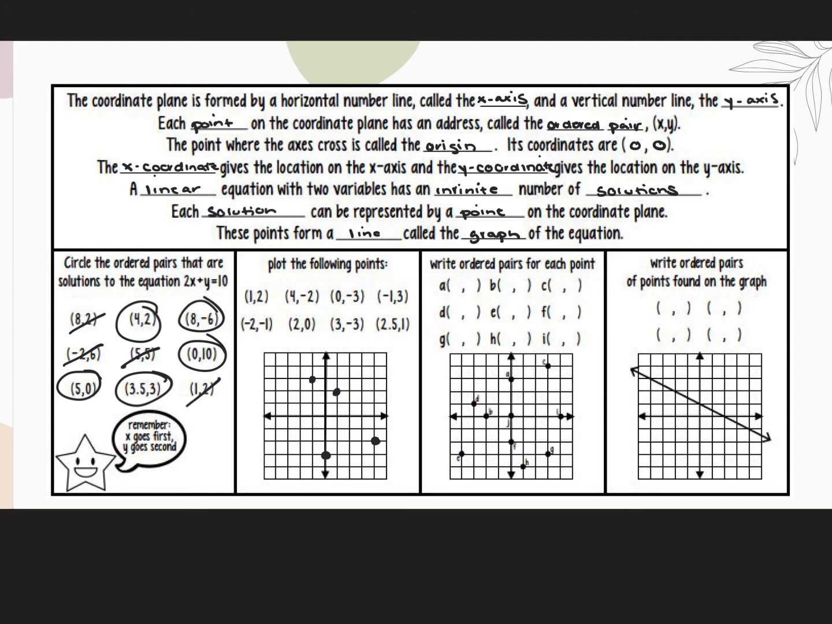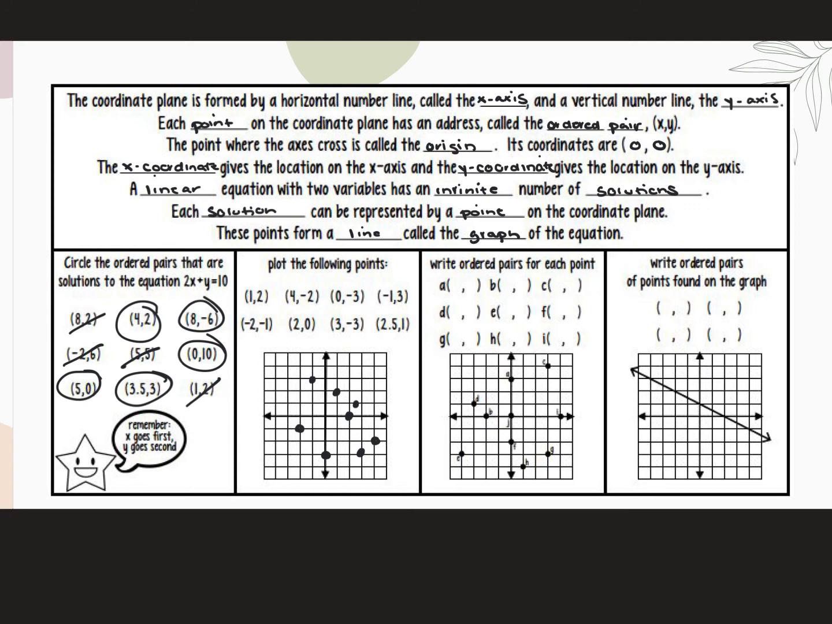All right, then I'm going to go over to negative 2 and go down 1.2, and I'm going to stay on that line. That gives me an x-axis for 2, 0. I'm going to go over to 3 and then go down 3. And then go to 2.5 and go up 1. All right, now we're going to list or write the ordered pairs for each point.